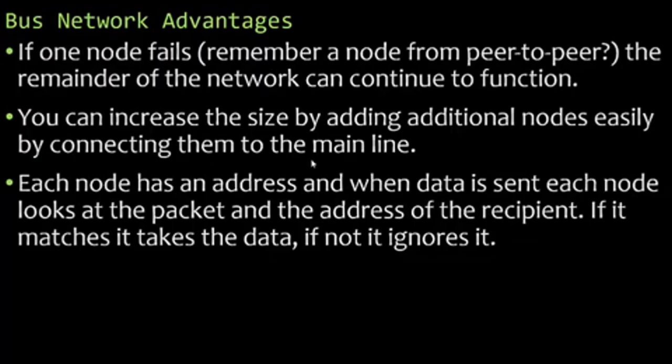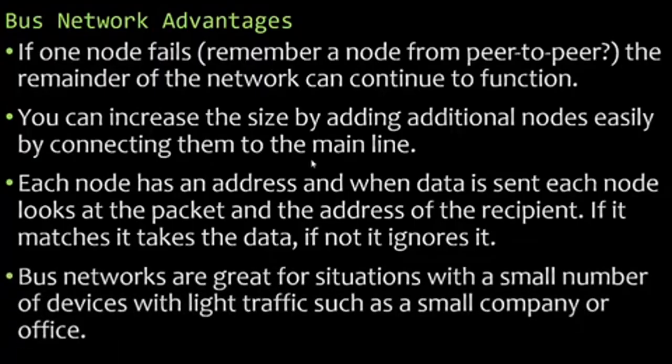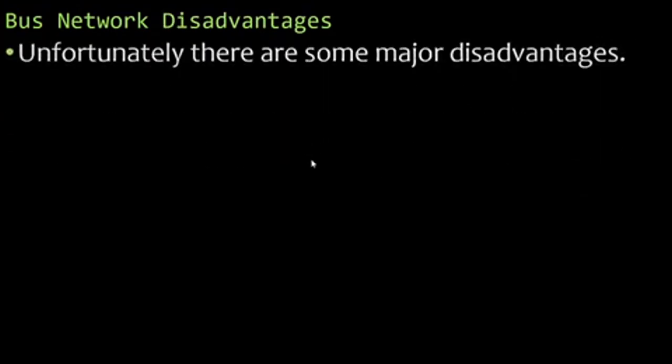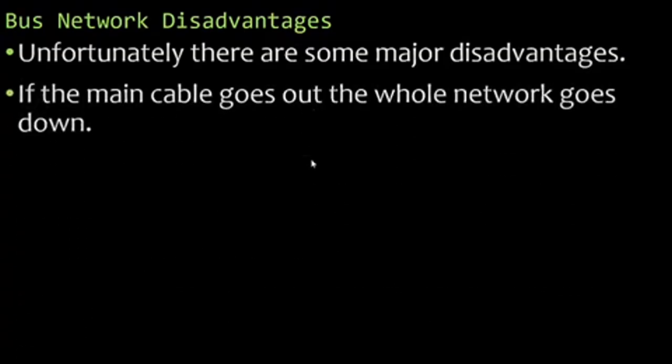It then pulls it in and it takes it. Now, bus networks are great for situations with a small number of devices with light traffic, such as a small company or office. And when you have advantages, you also have disadvantages. So unfortunately, there are some major disadvantages when you are talking about a bus topology or a bus network. If that main cable goes out, the whole network goes down. It's going to affect every computer because now they cannot communicate with who they need to communicate with.